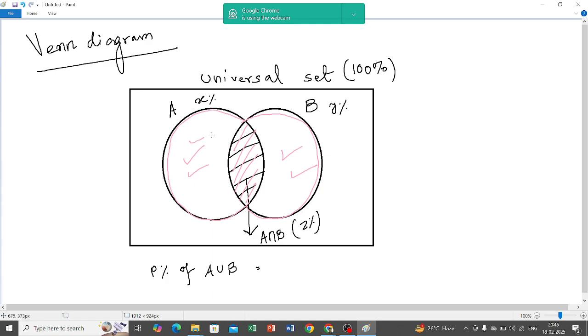Exclusive means which is only to a specific set. You see, this part is not common, is not a property of B, and this part is not a property of A. So these are the exclusives.